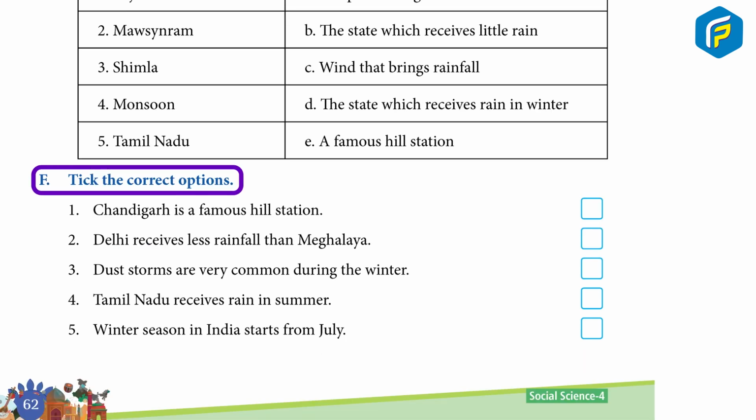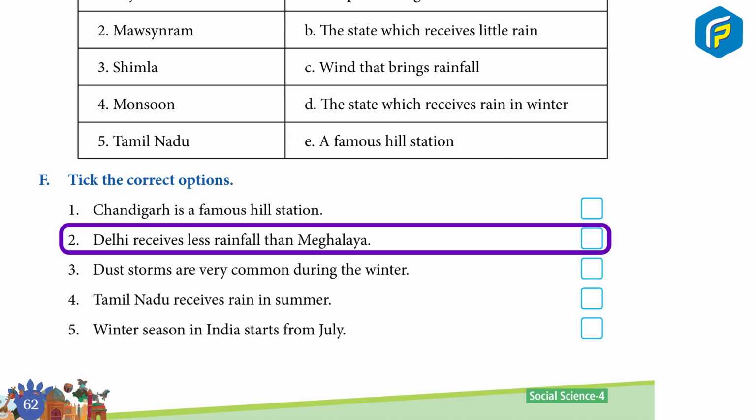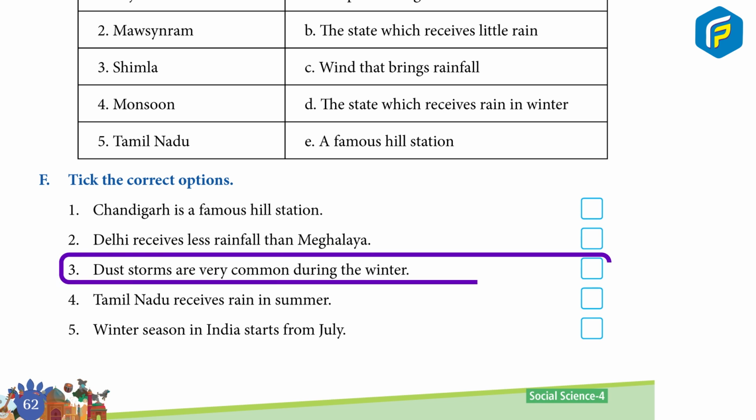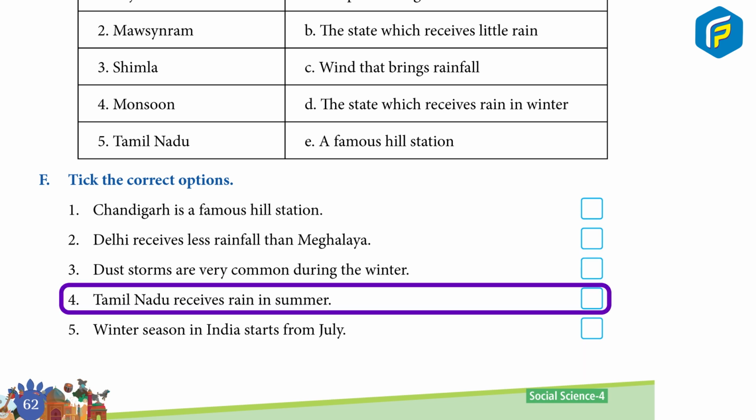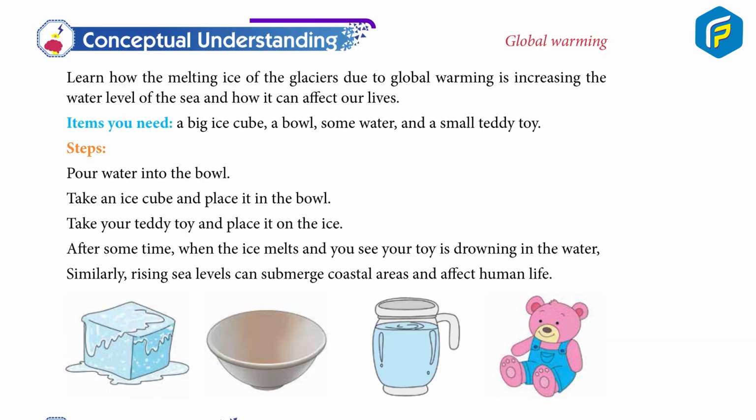F. Take the correct option. 1. Chandigarh is a famous hill station. 2. Delhi receives less rainfall than Meghalaya. 3. Dust storms are very common during the winter. 4. Tamil Nadu receives rain in summer. 5. The winter season in India starts from July.